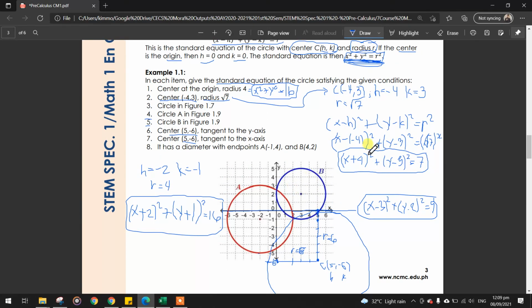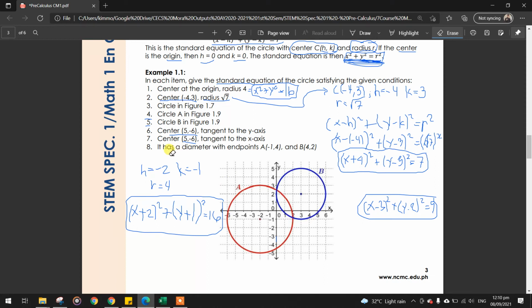And for the last example, the discussion will be long, so I will divide this into two parts for module 1. So there will be two videos for this module.